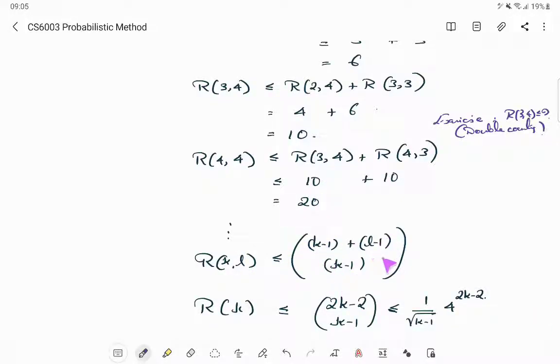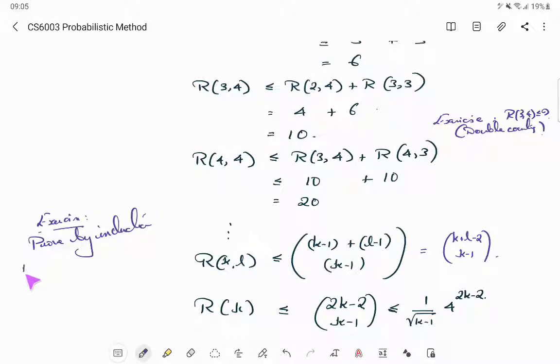If you see what the formula is, this turns out to be R(K,L) is at most K minus 1 plus L minus 1, choose either the first or the second. Okay, you can write either K minus 1 or L minus 1, or K plus L minus 2, choose K minus 1. This you can prove by induction, using the base case, and this is also an exercise. Prove it by induction. The base case is R(K,2) and R(L,2). You can even take K,1 and L,1 as the base case and apply this formula, but conceptually this is simpler.